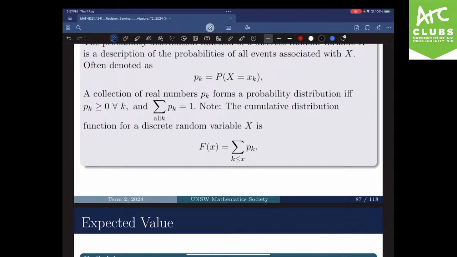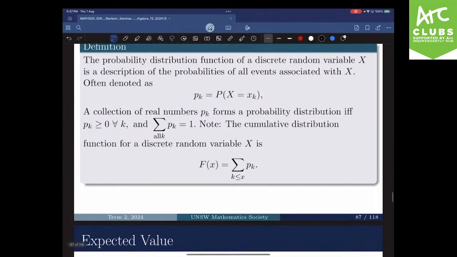And then the cumulative distribution function, how is it related to the probability distribution function? This is in the context of discrete random variables. In the discrete random variable case, my cumulative distribution function is equal to the sum of all my probabilities for x less than or equal to k.